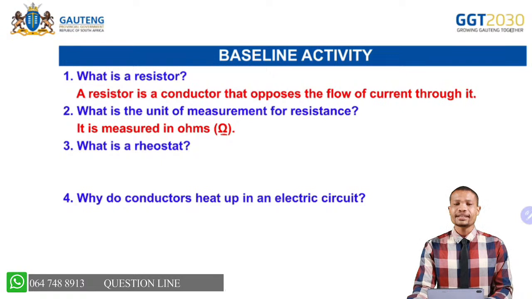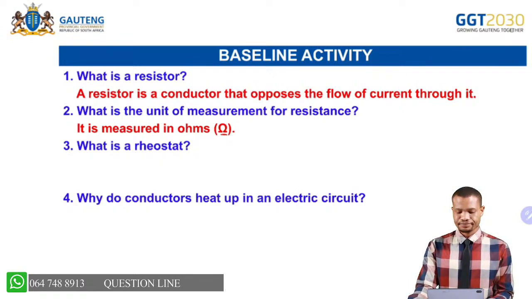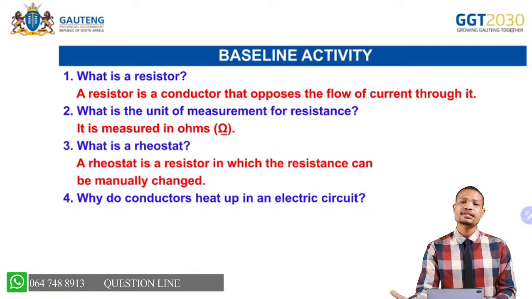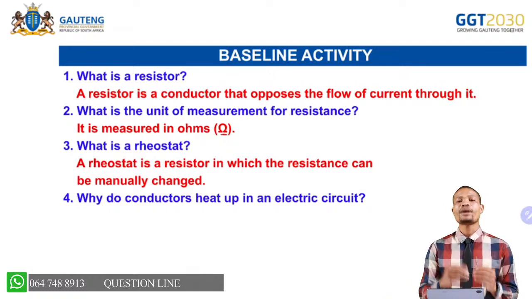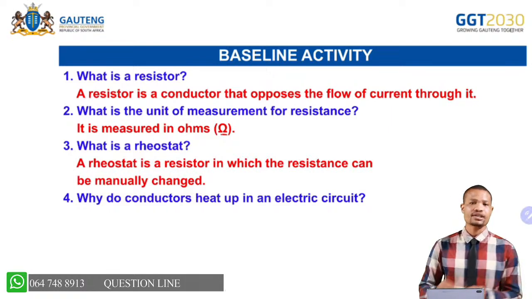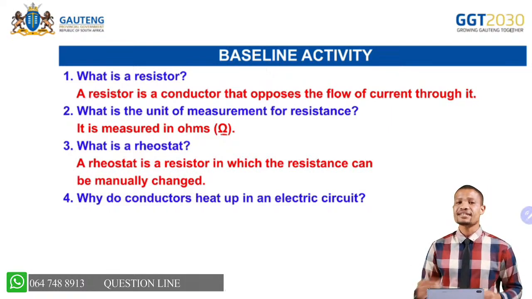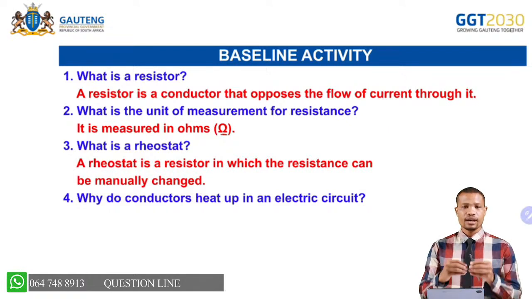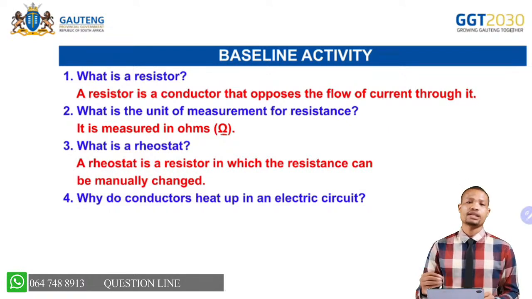Question 3, what is a rheostat? Yes, that is correct. A rheostat is a variable resistor, or a resistor in which the resistance can be manually changed. We can manipulate the resistance into what we prefer it to be in a rheostat. Unlike other resistors, which have a fixed resistance that we cannot change, a rheostat has a resistance that we can manipulate. Okay.